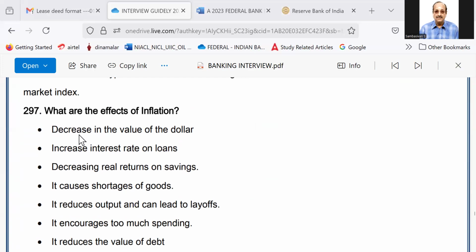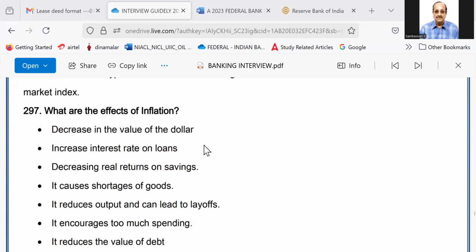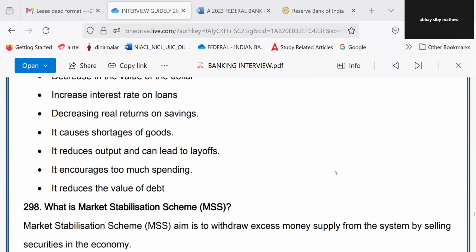What are the effects of inflation? You should write it as decrease in the value of rupees, because it is in respect of our country only. I think they have copied from an American notes. So that's why it's coming like this. Continue. Increase in interest rate, real returns on savings, shortage of goods, and can lead to layoffs. Reduces the value of debt.